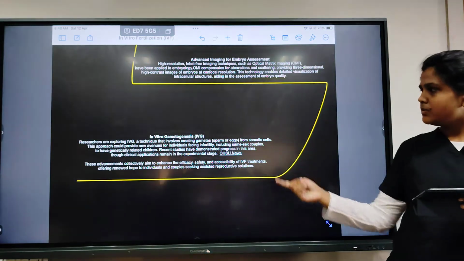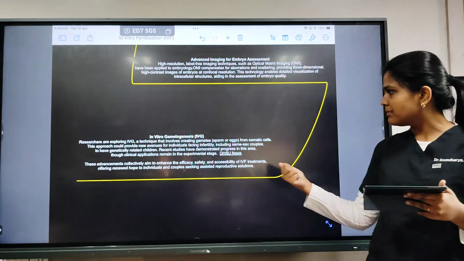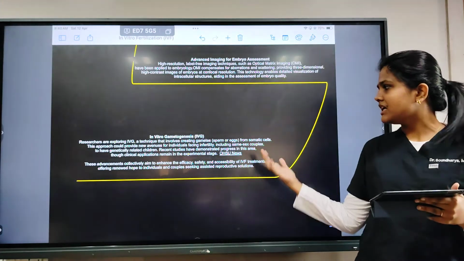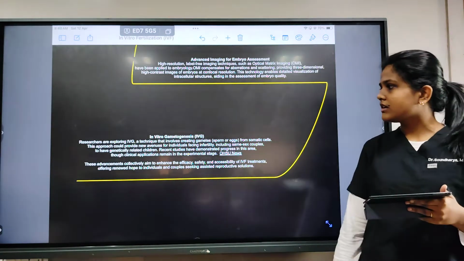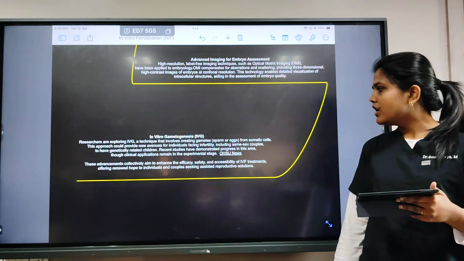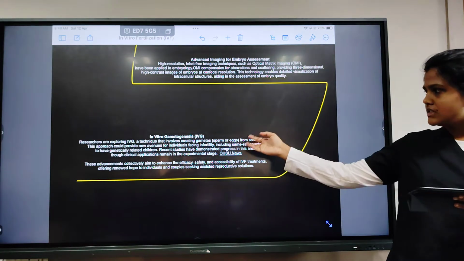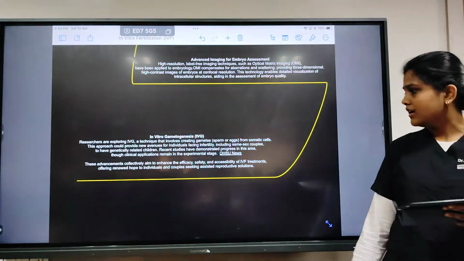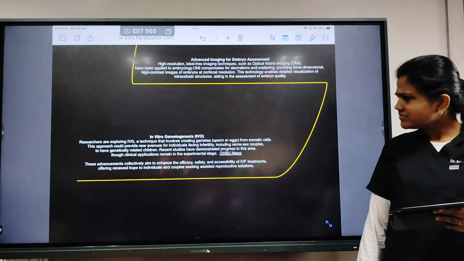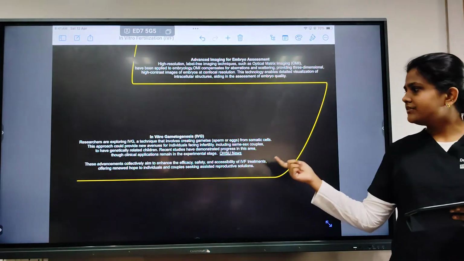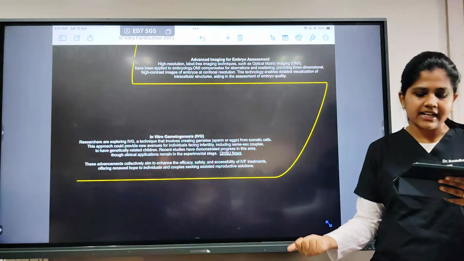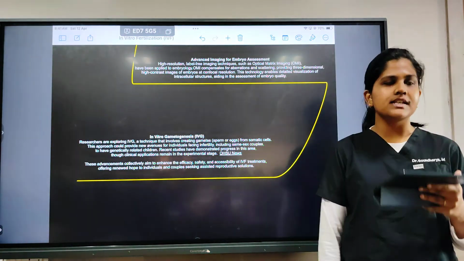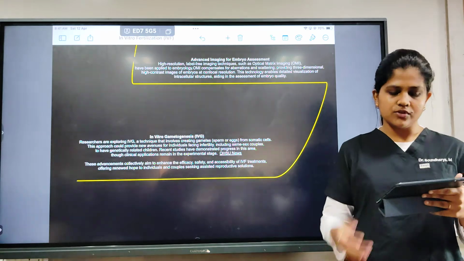Last is in vitro gametogenesis, the IVG. Researchers are exploring this technique, which involves creating gametes from somatic cells. This approach could provide new avenues for individuals facing infertility, including same-sex couples, to have genetically related children. Recent studies have demonstrated progress in this area, though clinical applications remain in the experimental stage only. These advancements collectively aim to enhance the efficacy, safety and accessibility of IVF treatments, offering renewed hope to individuals and couples seeking assisted reproductive solutions.